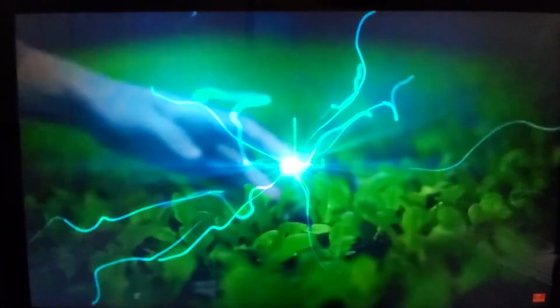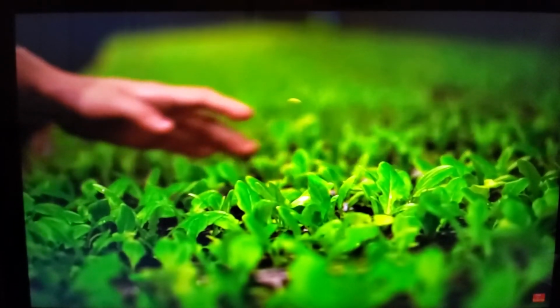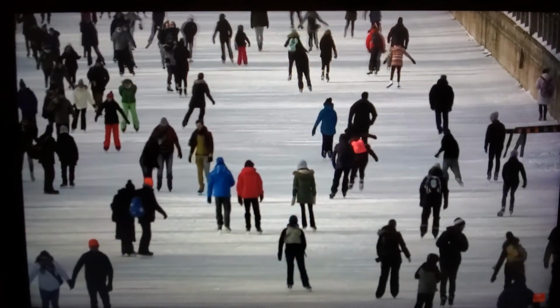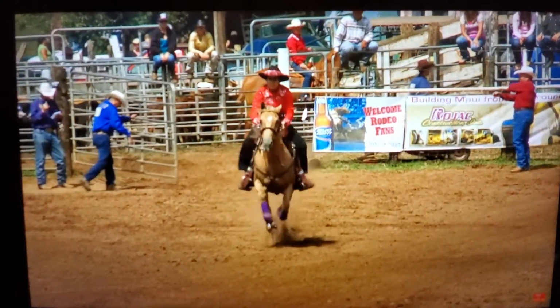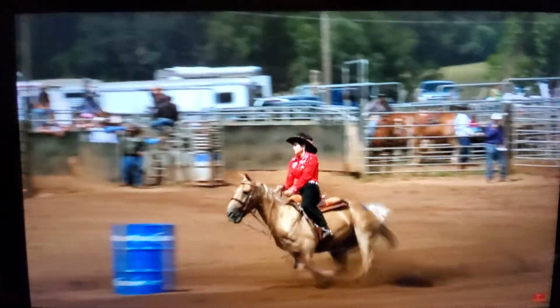You could define photosynthesis as the process by which plants and other items make food. It is a chemical process that uses sunlight to turn carbon dioxide and water into sugars that the cell can use as energy. Now, why is cellular respiration important? It's important because living organisms, including plants, generate energy for their daily activities using cellular respiration.